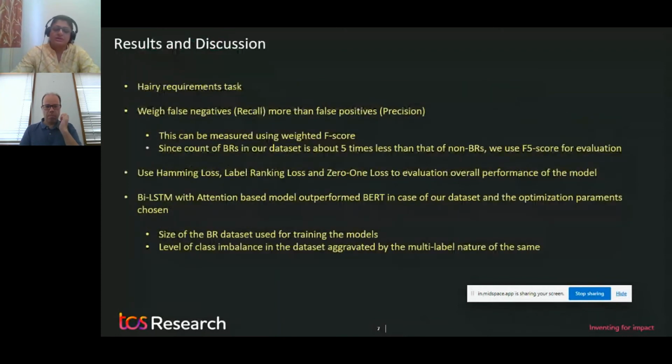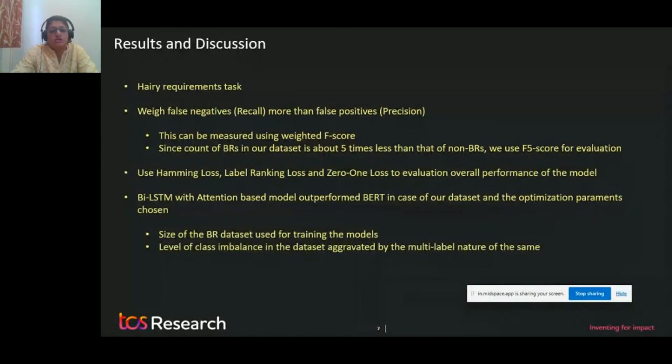Now, hairy requirement tasks. As suggested by Dan Berry in one of his papers, hairy requirement tasks such as BR identification and classification are not inherently difficult when performed by humans on a small scale. However, when the scale is large, you need automation for such tasks. And for such tasks, essentially recall is weighed more as compared to precision. Therefore, we used weighted F-score for calculating the accuracies. Since in our data set the count of business rules was about 5 times less as compared to the non-business rules, we used F5 score for evaluation.